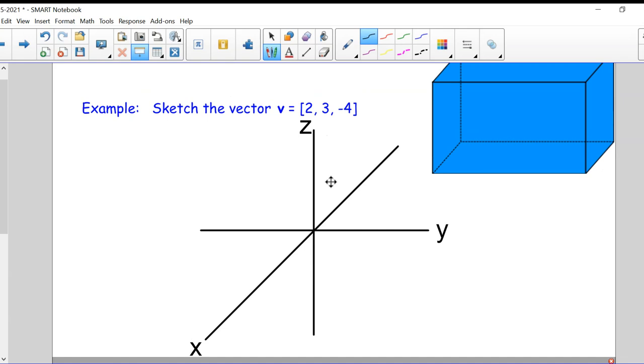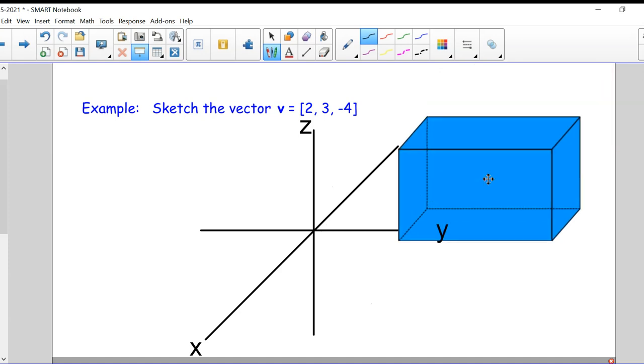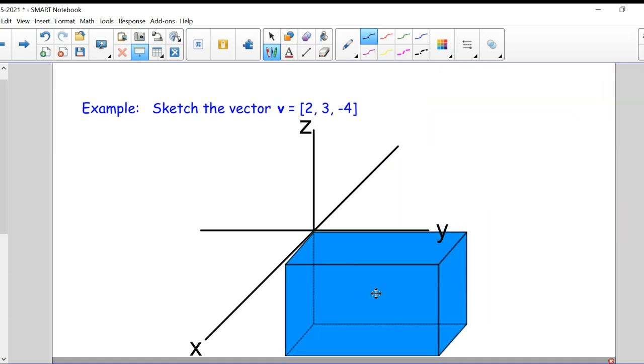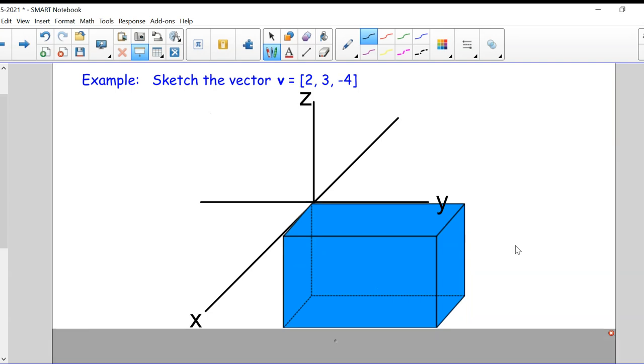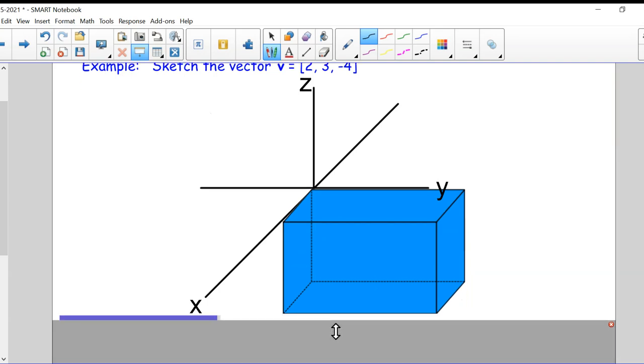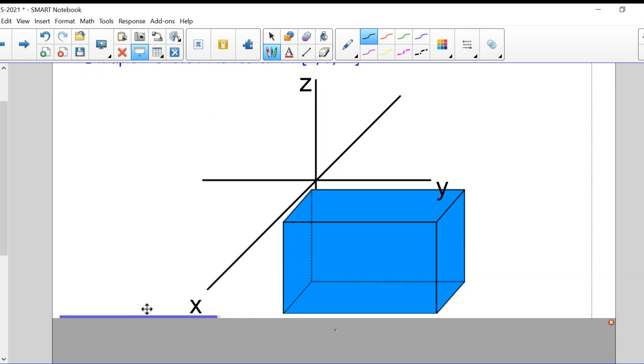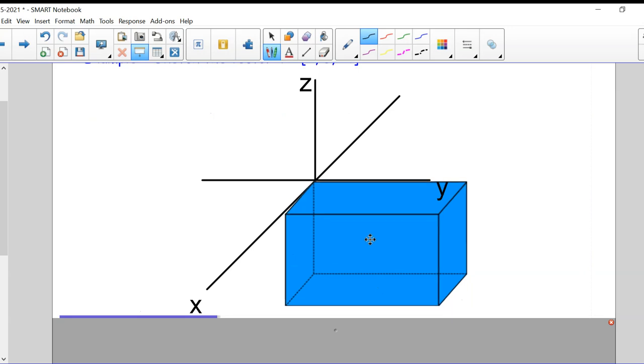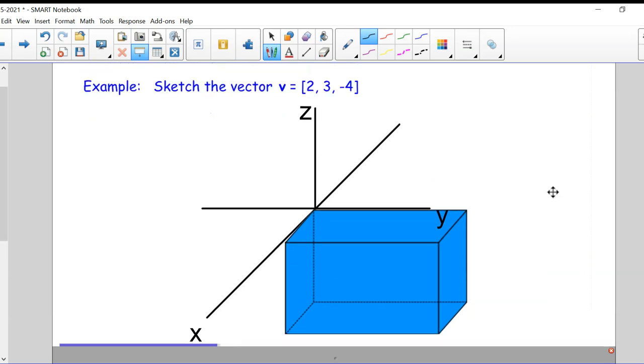z-axis. So let's try to think of where, I'm going to try to position this in a way that makes some sense of this, right? So 2 coming along here, 3 going along here, and 4 going down here. So I'm going to say that that is going to be somewhere around here. I'm going to see if this makes sense to everybody, right? Let me move this up a bit. Now, let's see if this makes sense to everybody, right?